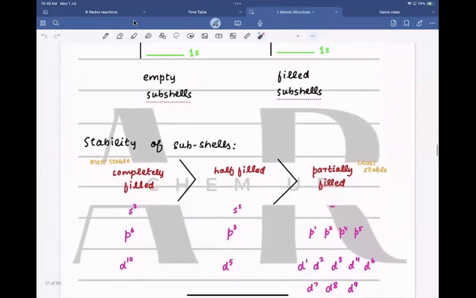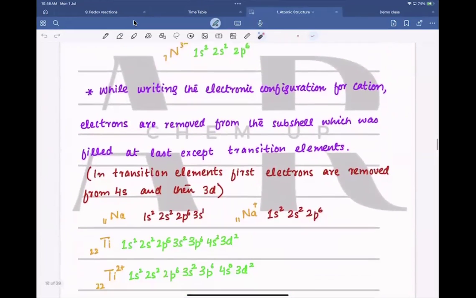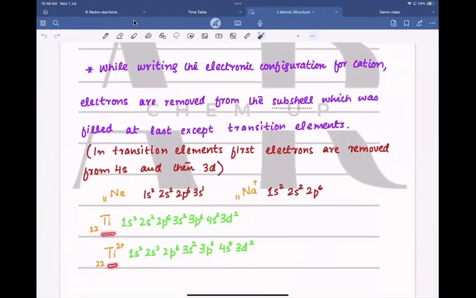And that's why when we remove the electron from the transition element, in transition elements we always fill the 4s first, right? And then 3d. Yes, sir. So when we are writing the electronic configuration of their cations, we remove the electrons initially from 4s only. And if we have to remove further electrons, then the electron would be removed from 3d. Is this clear? Yes, sir. Okay.